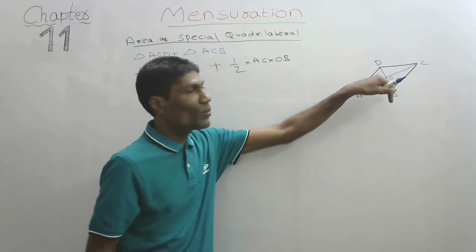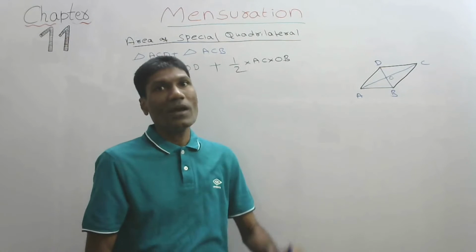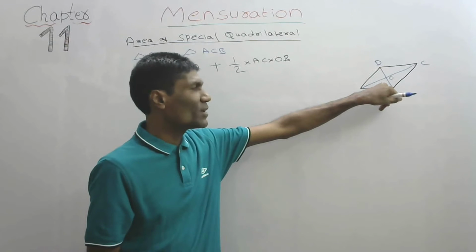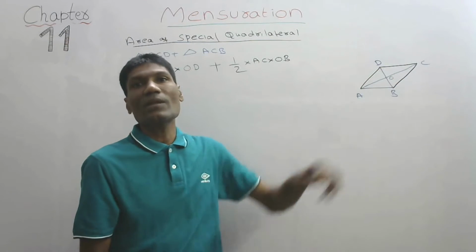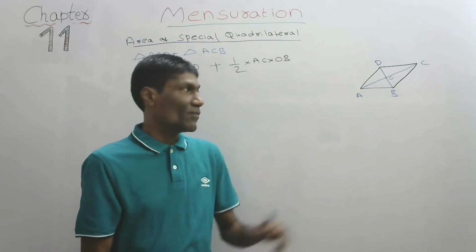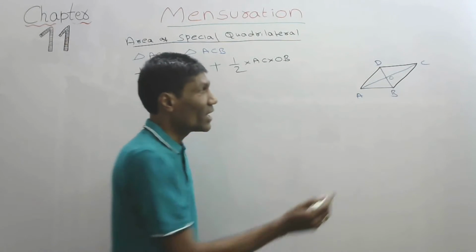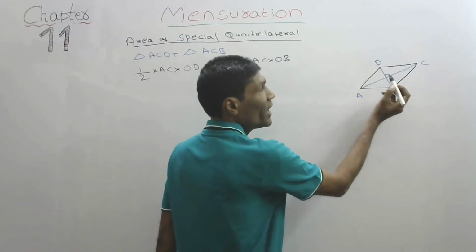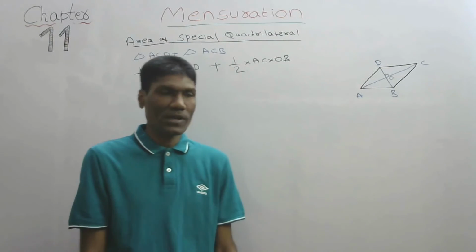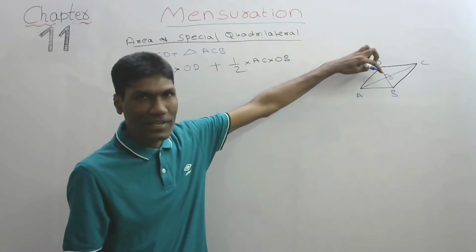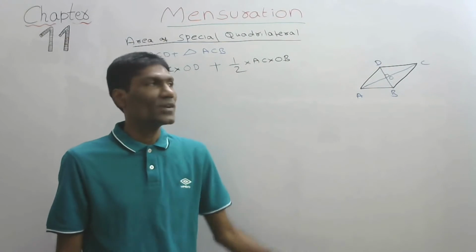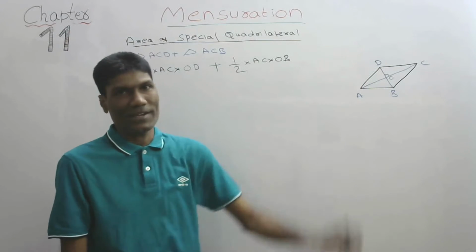Because we have a property in a rhombus: diagonals bisect each other. Diagonals are perpendicular bisectors. When we draw diagonals, this angle will be 90 degrees. By using that property, we can say that this is 90 degrees and this will be the height for this particular triangle. So directly we can take this as height.